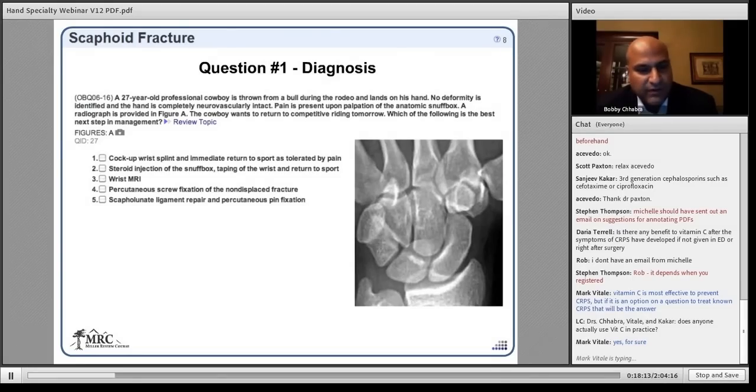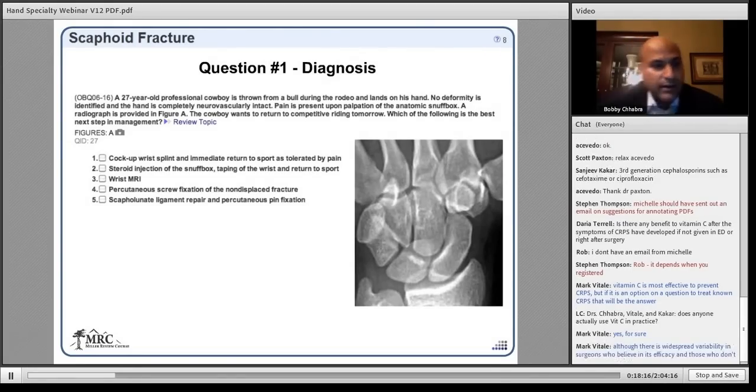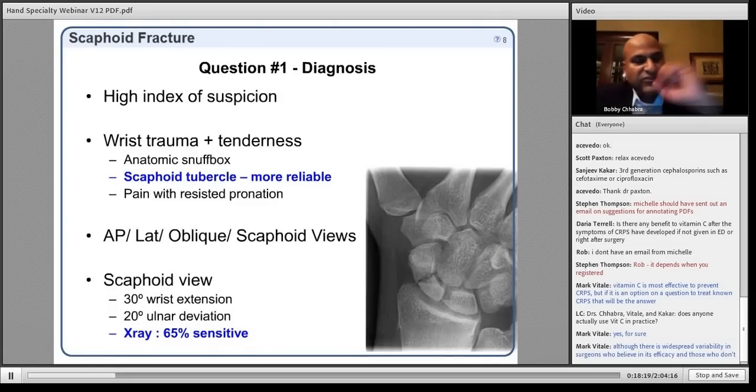So you see you have somewhat of a navicular view and your treatment options. For scaphoid fractures, it's important that if there's any anatomic snuffbox tenderness and you have a high index of suspicion, you should treat these injuries as fractures until proven otherwise. So wrist trauma and tenderness, particularly in the anatomic snuffbox, scaphoid tubercle tenderness is a very reliable indicator of a possible occult fracture. Pain with resisted pronation. AP, lateral, oblique and scaphoid views are critical, and the scaphoid view is the most important for plain radiographs.